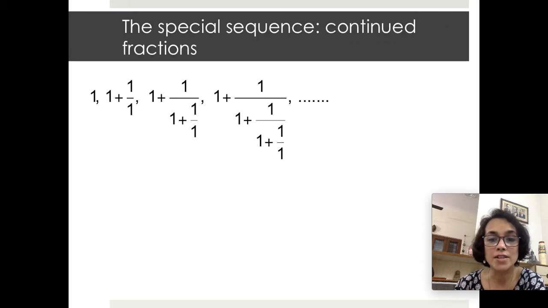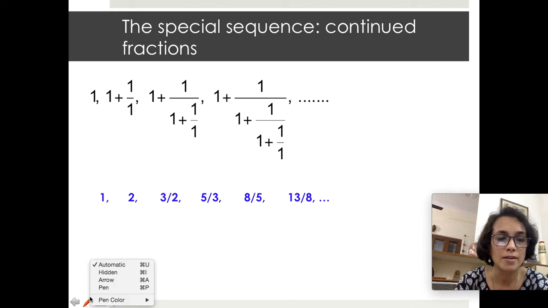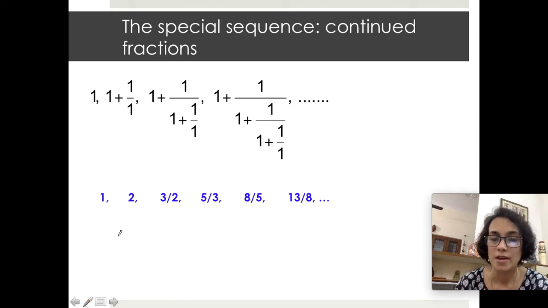Now we come back to this sequence. I had promised you that I will come back to the continued fractions because they do have some link with the Fibonacci sequence. Let's see how. So when you compute the values of these terms, what do you get? Well, the very first term of this sequence is 1. As you can see here, the second term works out to be 2, but what happens to the third term?